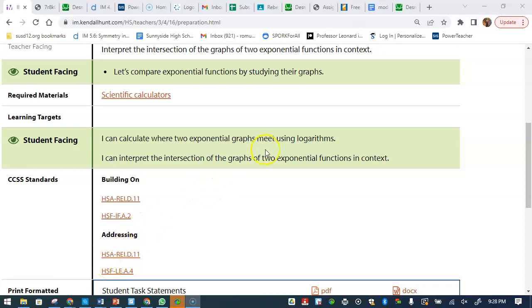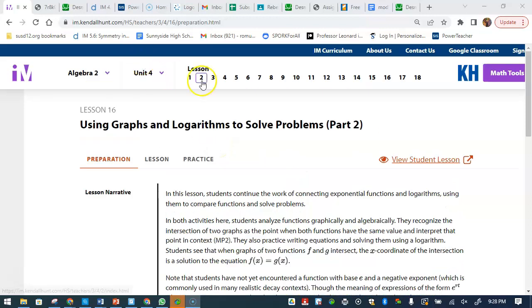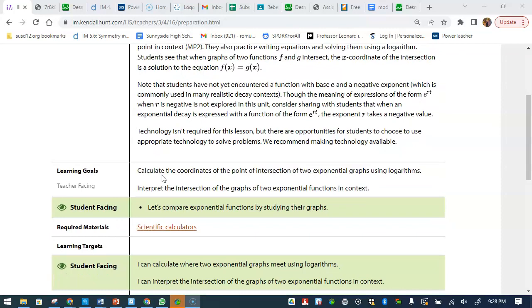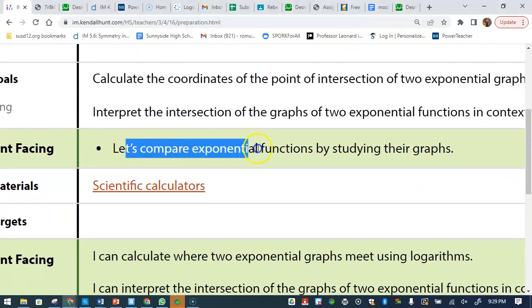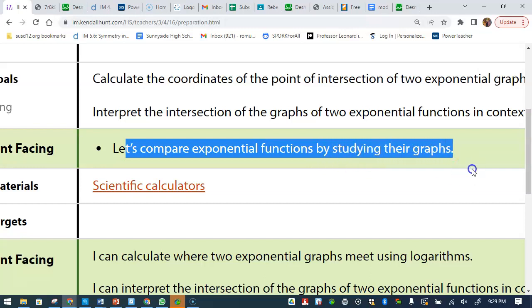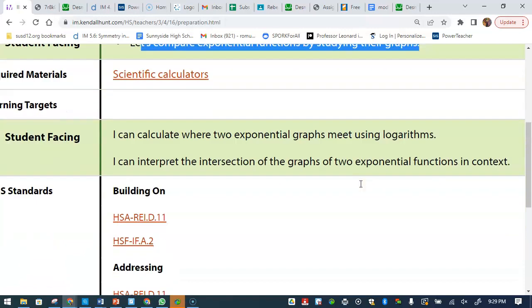Okay, so this is Unit 4, lesson number 15, and the learning target. Let's see what we are supposed to learn here: let's compare exponential functions by studying their graphs. So you will see two graphs, and we will understand where they meet, at what point they meet, and what is the meaning of the point of intersection.